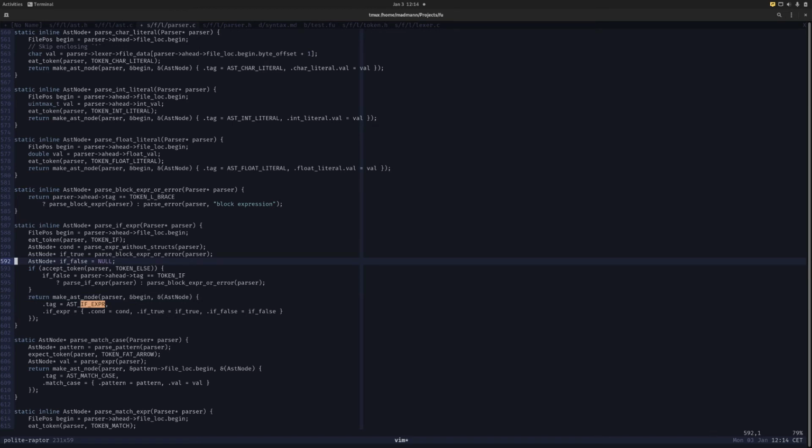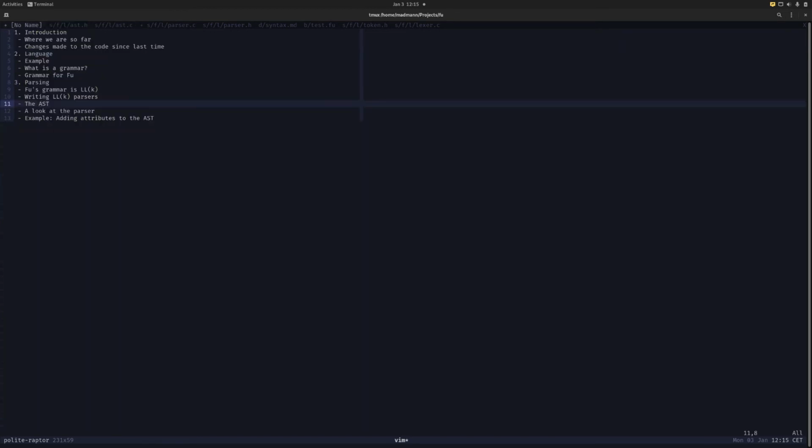So if you go back to this, we're going to add attributes to the AST. What this means is if I have something like a function, maybe this function is small, right? Maybe this function is tiny, and this is the case here actually. What I would like the compiler to do is to inline this. So maybe I want to have an attribute that allows me to say that.